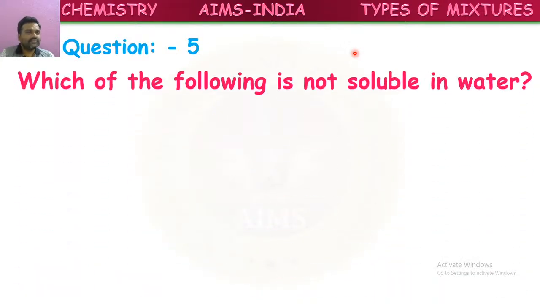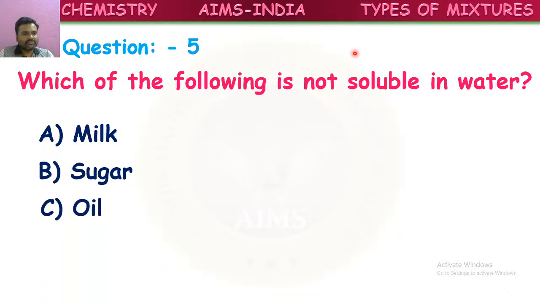Next let us see which of the following is not soluble in water: milk, sugar, oil and salt. Which is not soluble into water? Is milk not soluble into water? No, it is easily soluble into water. When you add some water into milk, it disappears. We cannot find these two, milk and water, separately. They will be mixed very fine. So milk and water are easily mixing one into another. So this is not the correct answer.